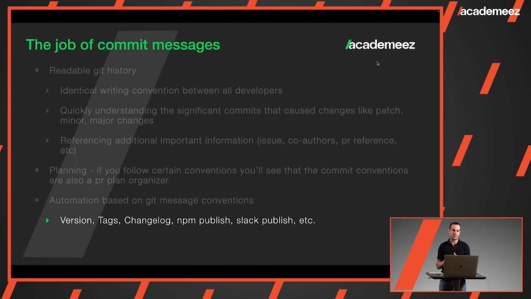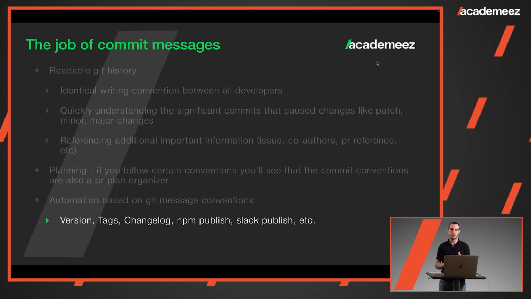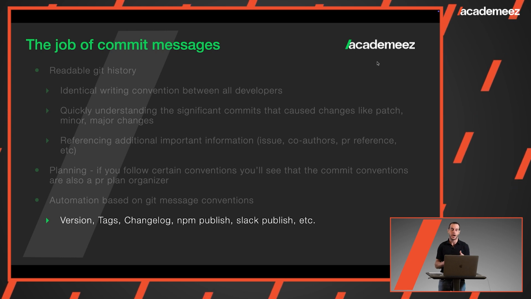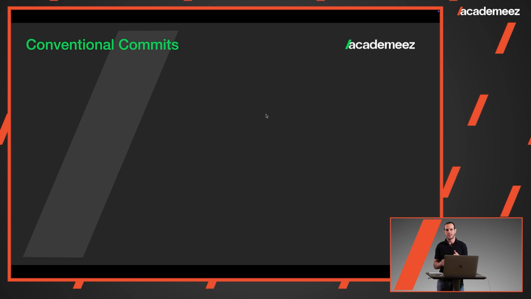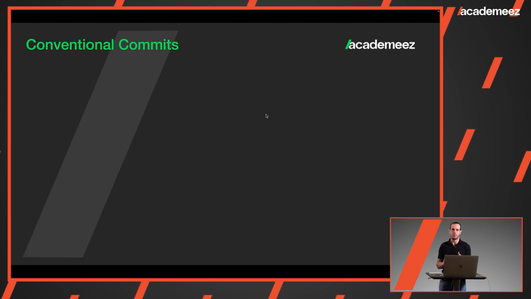So the job of a commit message is not only to write a short description, it's a lot more than you think, and it's very important to write that commit message properly. So we established that we have to write our commit messages in a certain convention. The popular convention for writing commit messages is called conventional commits.